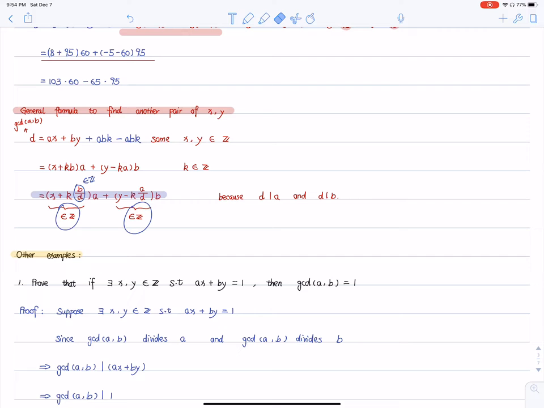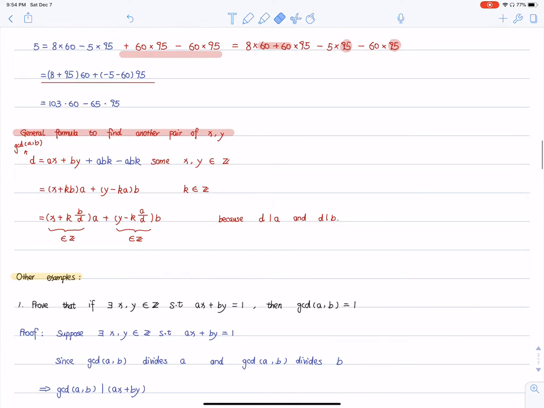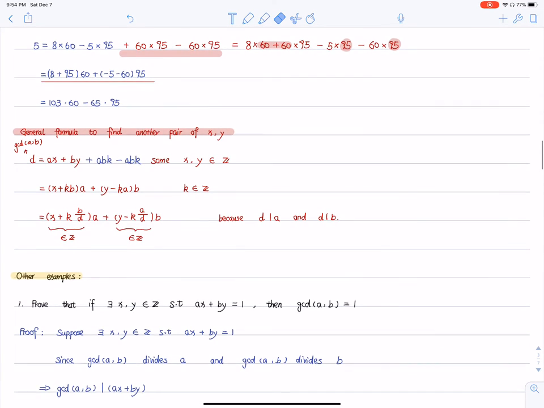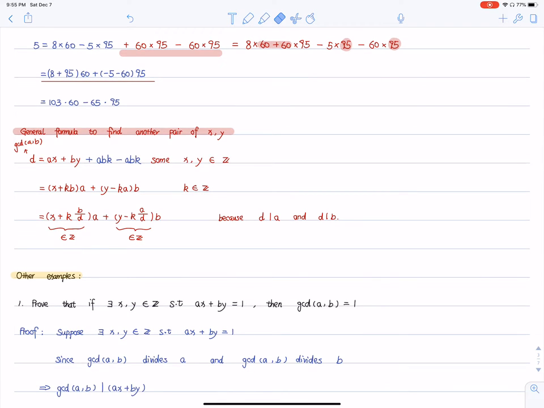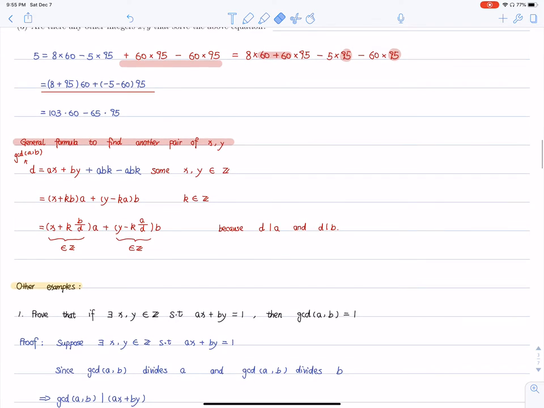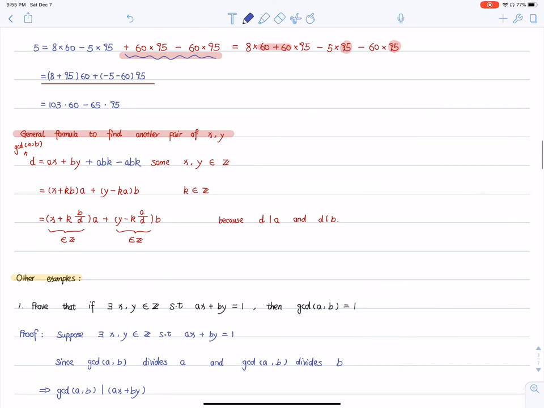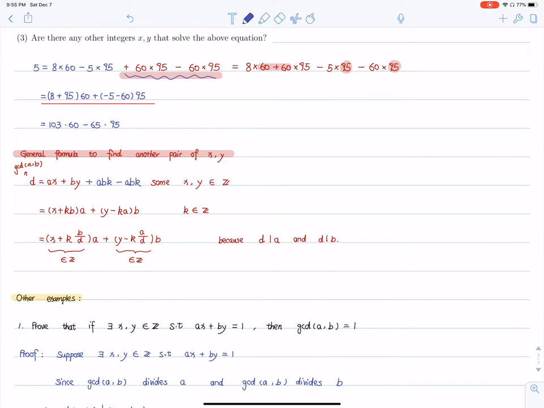I do not want you to memorize the equation itself. What I want you to do is understand how we got the equation. All I did was just add a multiple of AB and subtract a multiple of AB, just like this, like here. Please, please, please understand this. Do not memorize a formula. I would feel so bad if you memorized a formula. So understand it. Don't memorize anything.